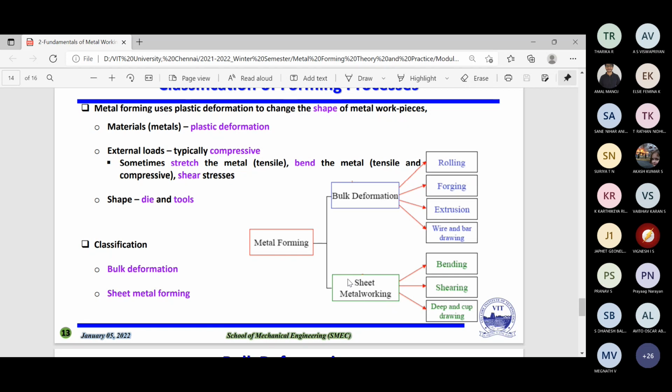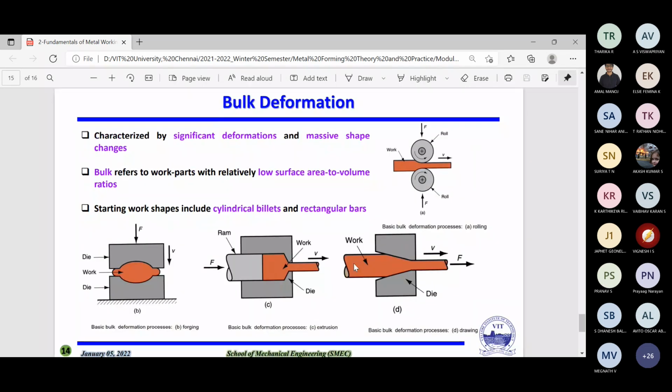I have only one or two photos to show bulk deformation, which is characterized by significant deformation and massive shape change. The first picture here is rolling. You have two rolls rotating in opposite directions, and the solid piece on the left-hand side. We will go into detail on rolling, with the mechanism and numericals. I am only giving you the basic information. Here you have the solid metal, and the moment you roll it, you get a different shape. The force is given from the top and the bottom because the rolls are rotating, right?